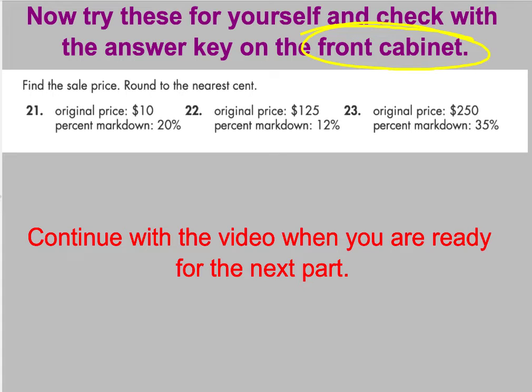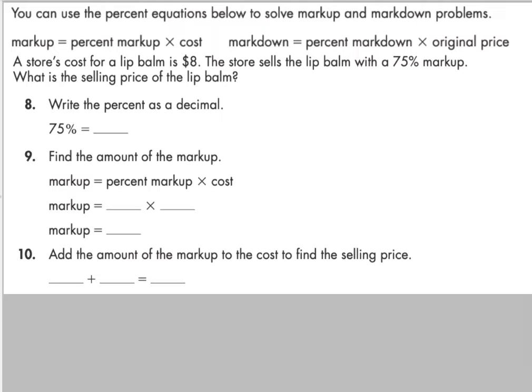All right, so hopefully you're ready for the next part. This time, instead of a markdown, we're going to be marking up the price. So we want to use this one. We're going to take the percent times our cost to figure out how much of a markup. This is how a business makes money. They buy something at one price. They either improve it or they put it in their store. They mark up the price, and that's how they make their income.